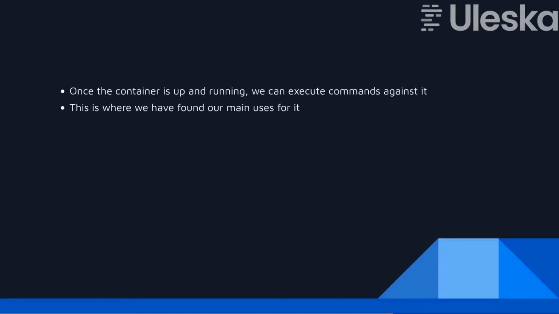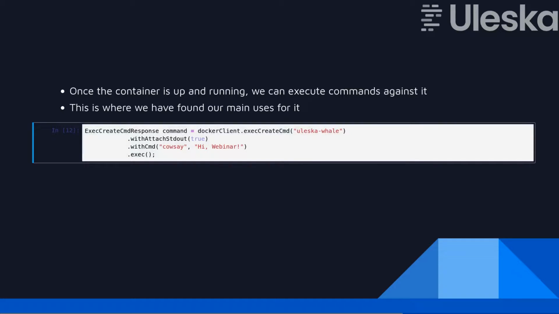Once we have the container up and running, we can start to execute commands against it. And this is where we at Uleska have found our main uses for it. What we really do is use it for building our custom tools, executing, and then grabbing the outputs for those, so that we aren't having config go all over the place or stay where it shouldn't be. We don't end up targeting the wrong business's application just because there might be some issue with config getting overwritten.